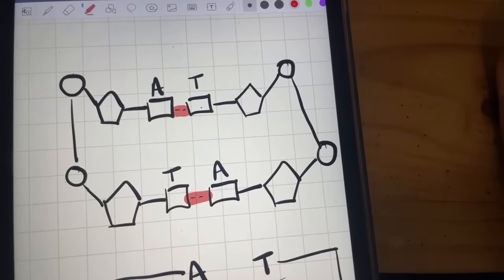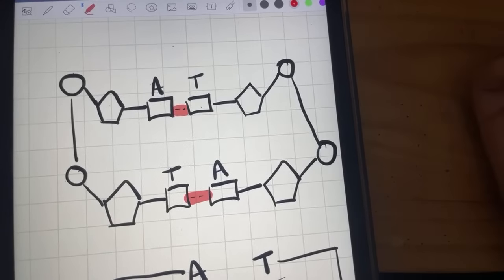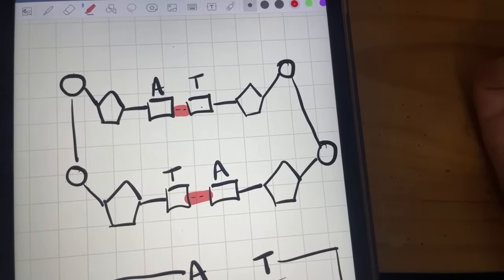Is there a case where bonds don't break? Yes, if you don't have the enzyme, which is a bit of a problem because then you can't go through synthesis.